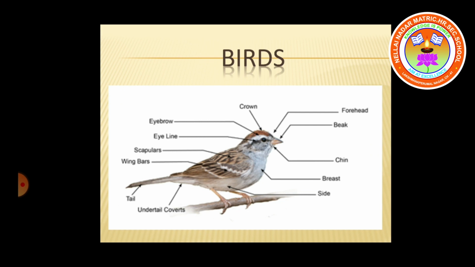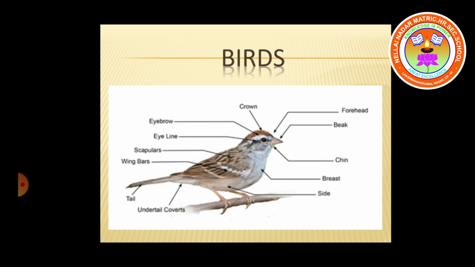birds. They have a streamlined body covered with feathers. So, birds' bodies are covered with feathers. This body shape provides minimum resistance to air. They have a beak. What do you mean by the beak? You can see the beak part, the mouth part. Instead of a mouth, it is called a beak.